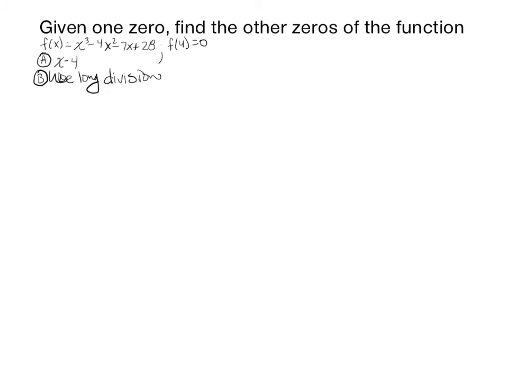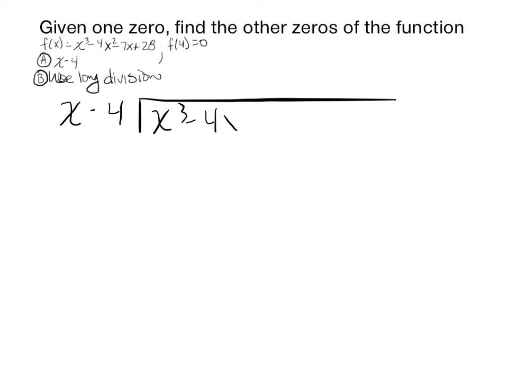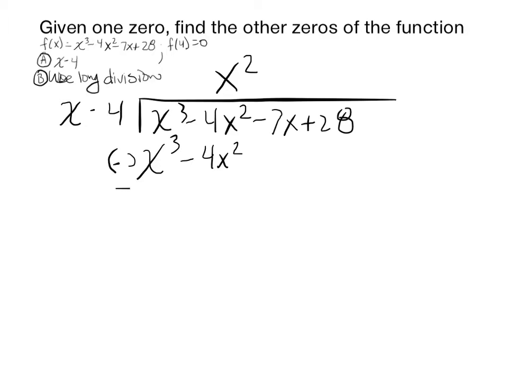So I'm just going to push this out of the way so I can have some more space to write. So we have, using long division, x minus 4 and x cubed minus 4x squared minus 7x plus 28. Take the first term x into x cubed, and that'll be x squared. Multiply by the divisor. Subtract. We get 0. Bring down the next term.